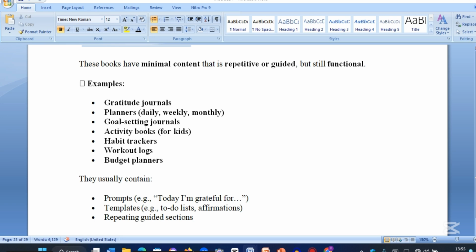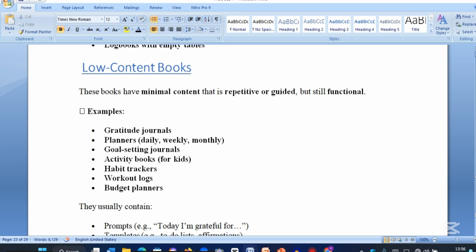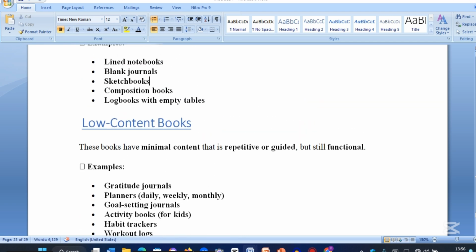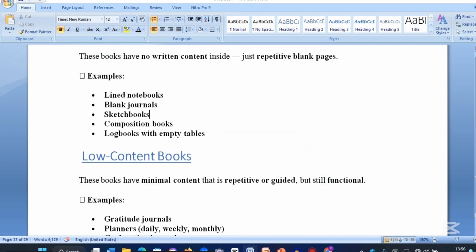Goal setting journals, activity books where you've included different activities. If it is coloring books, where you've included images for coloring. A budget planner where you've included guided prompts for planning. So as long as it has some minimal written content, that is what we are calling what? The low content books. So these two are very profitable if you do them well. You can start with the no content, then graduate to the low content.